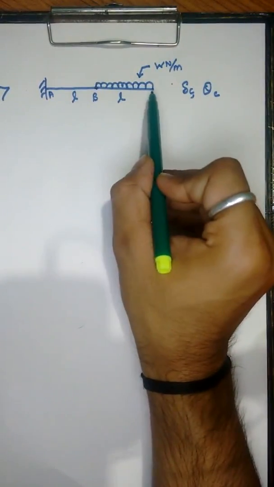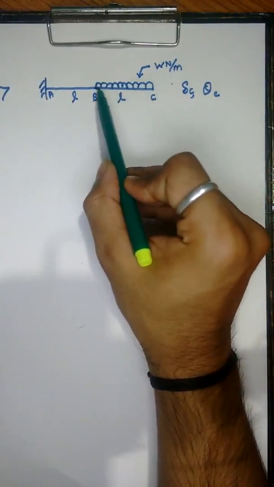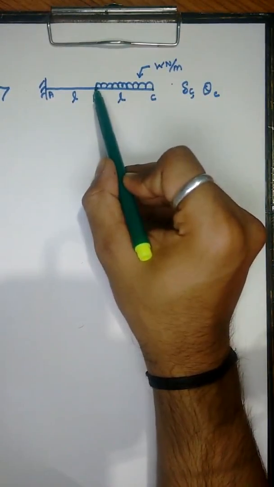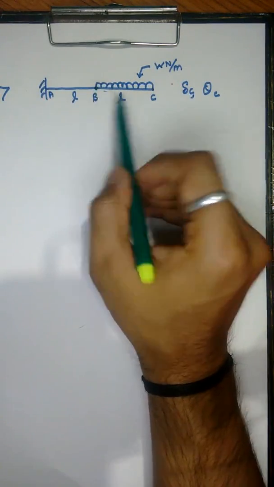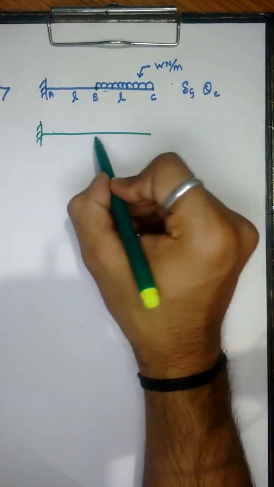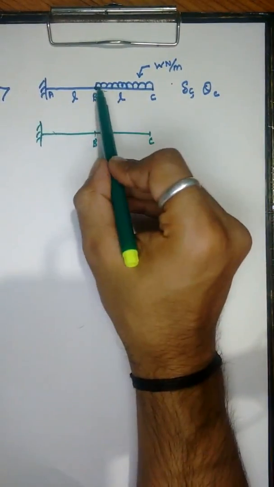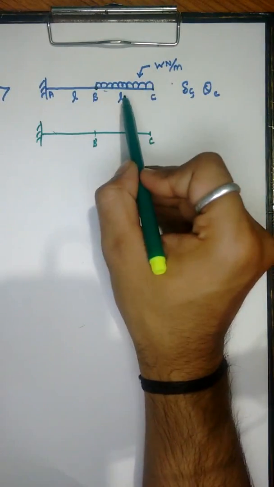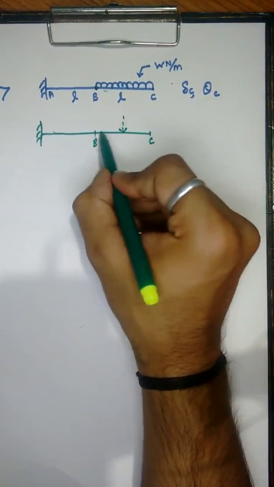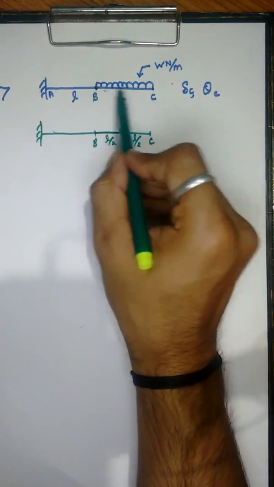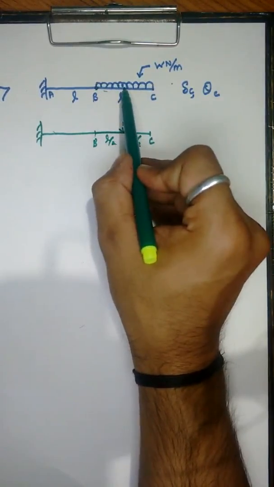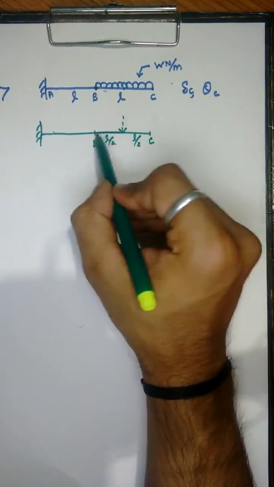To find the deflection at point C and theta at point C, we will first shift this UDL from region BC to point B. We will have to shift this uniformly distributed load to point B. This is B and this is C. So this UDL is of magnitude W into L, WL, and it can be assumed to be a concentrated load at a distance of L by 2 from B. Means the UDL can be assumed to be a concentrated load at the center of the span, at a distance of L by 2 from B and L by 2 from C.